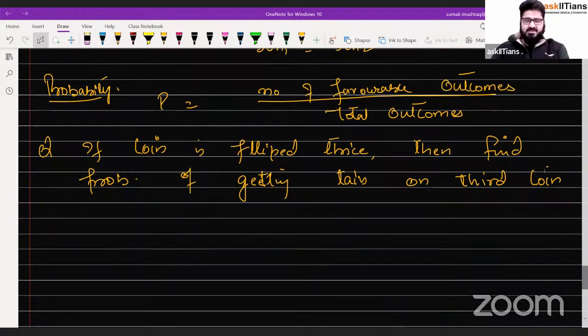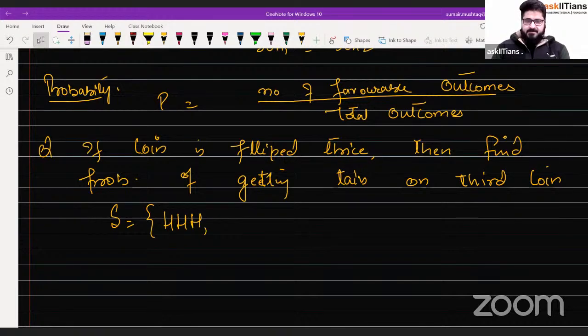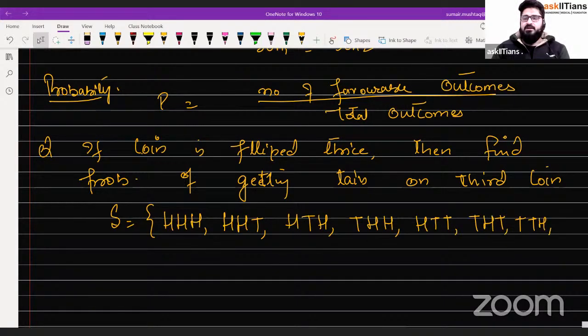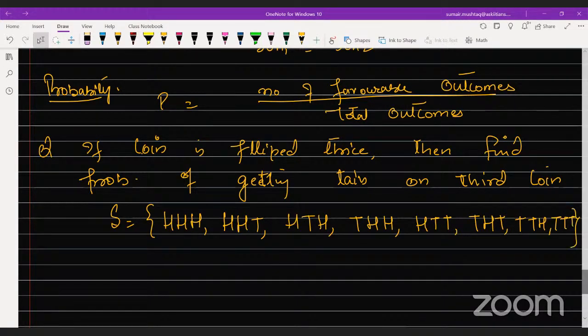No. First, second, third. Okay, what could be the possible outcomes? It could be first head, second head, third also head. First head, second head, third tail. First head, second tail, third tail, and so on. 9 possibilities, no? 8 possibilities. So it's 9, no? How?